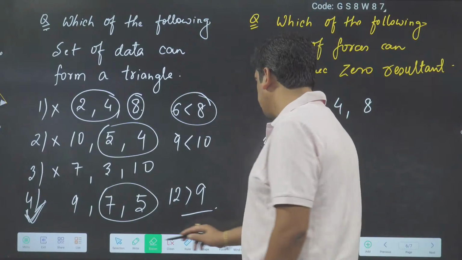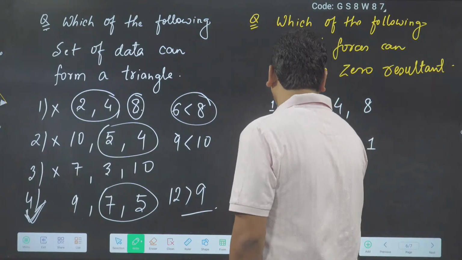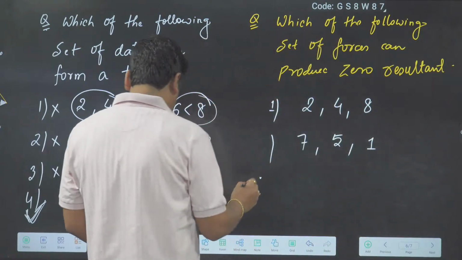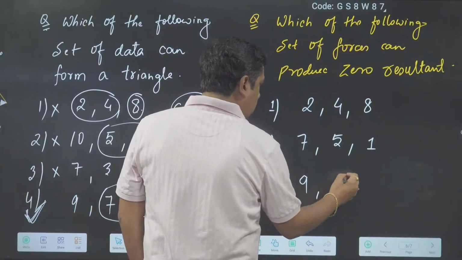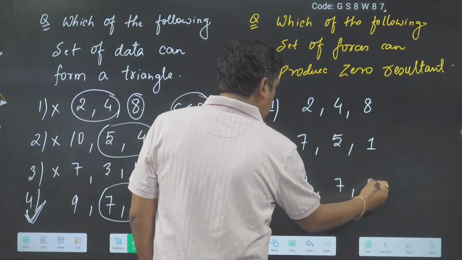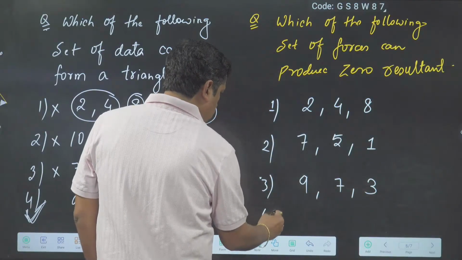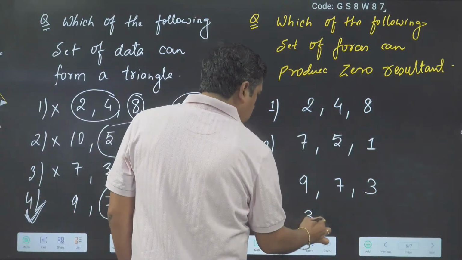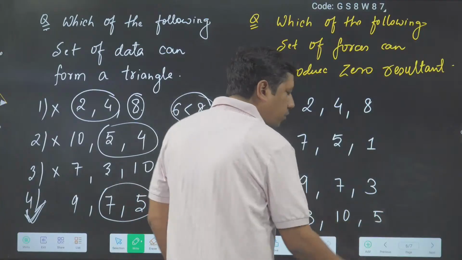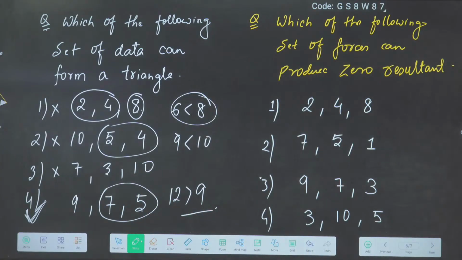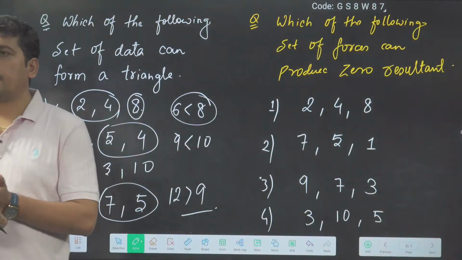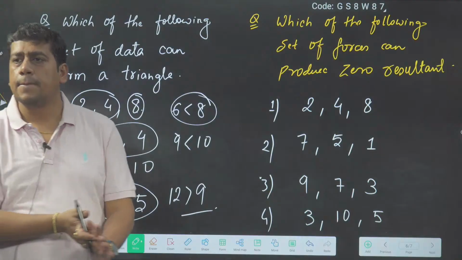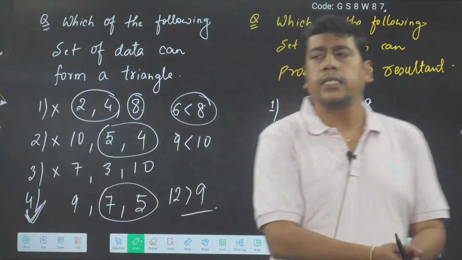Wait a minute. 1, 9, 7, 3, 3, 10, 5. Chalo. Which should be the answer in this case?